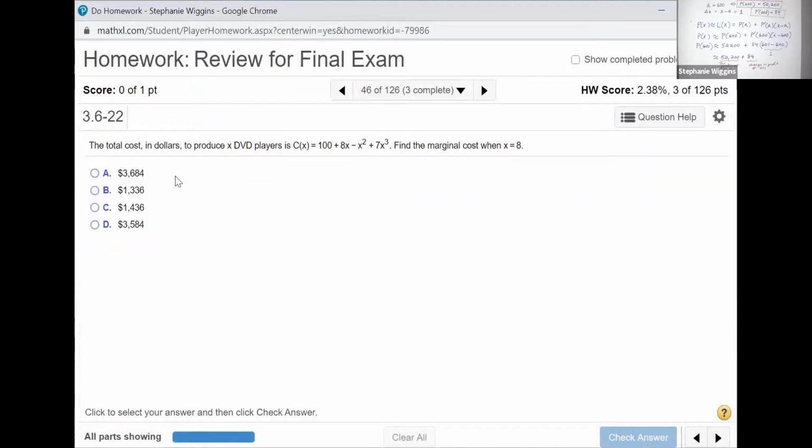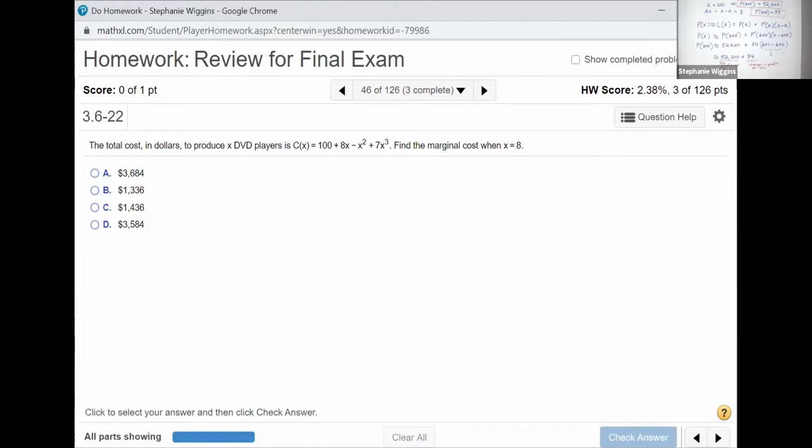All right. The total cost in dollars to produce so many DVDs is C of X. Find the marginal cost when X equals 8. This is an important thing. It's a real easy thing to know. Marginal just means derivative of, okay? So when they say marginal profit, they mean derivative of the profit. If they say marginal cost, they mean derivative of the cost. So this is actually a very easy problem.